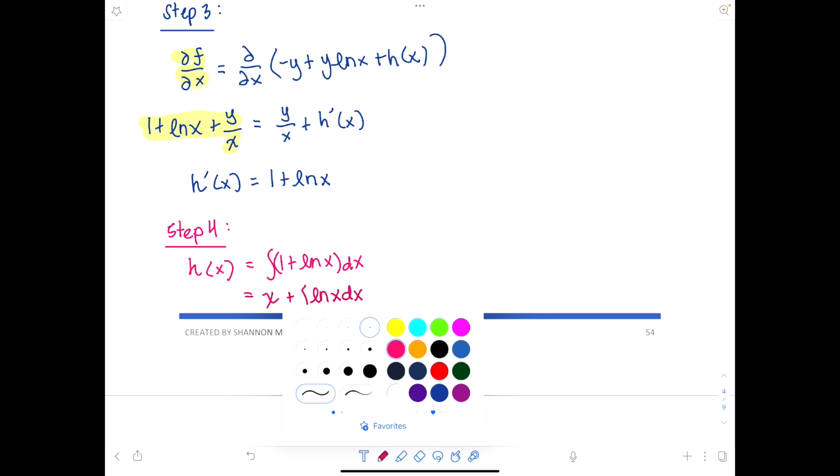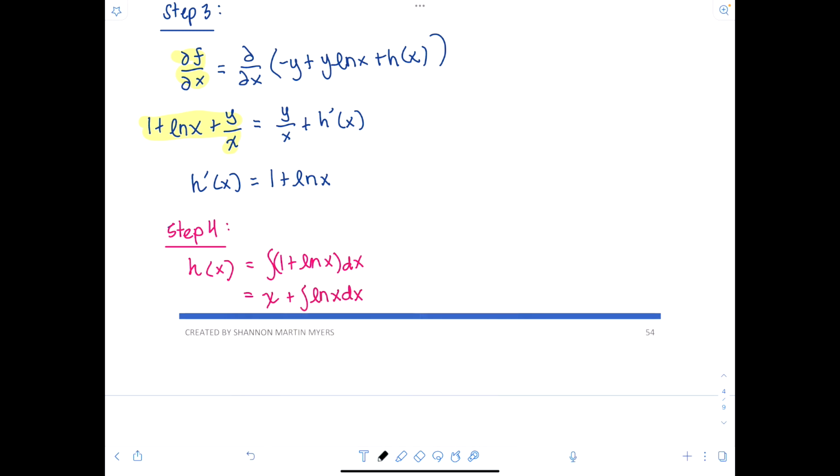And if you let u equal natural log of x, that's the only choice you have, because natural log of x doesn't have a simple integration formula. So the derivative will be du equals 1 over x dx. We'll have dv equal to just dx, so easy, and we'll get v is equal to x.